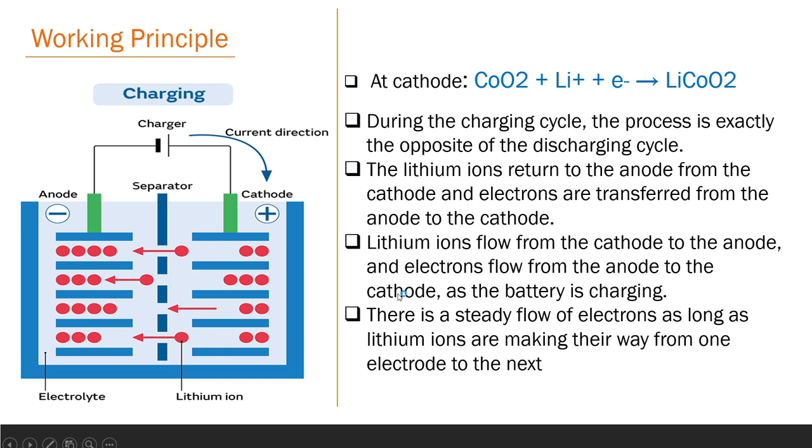Means lithium ions are flowing from cathode to anode, and the reverse of that, electrons are flowing from anode to cathode, as the battery is charging. This process is a steady flow of electrons as long as lithium ions are making their way from one electrode to the next, and this process continues. So this was the charging process.